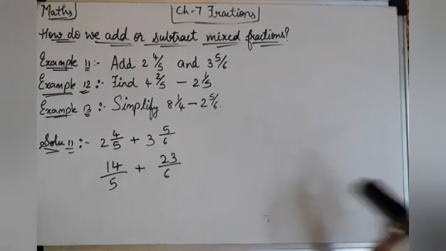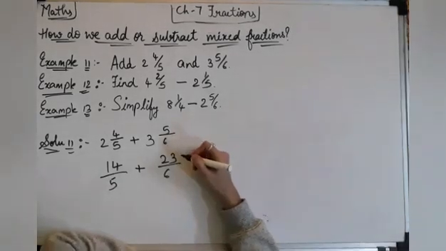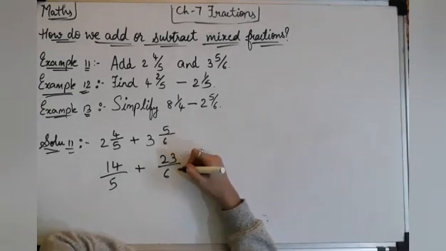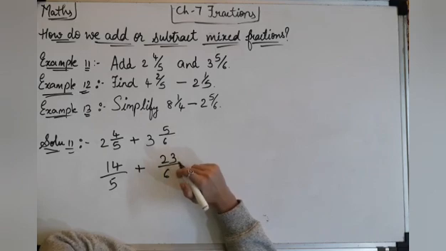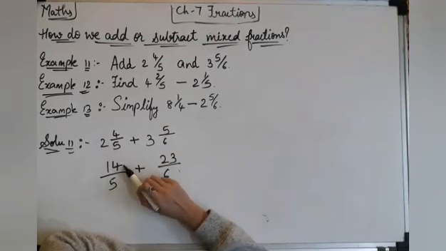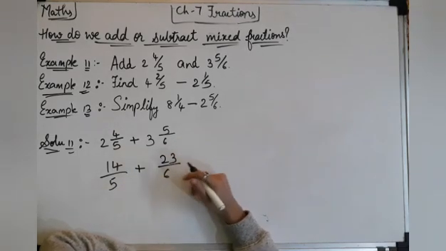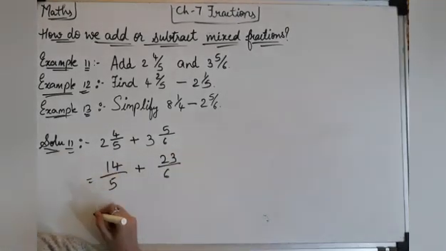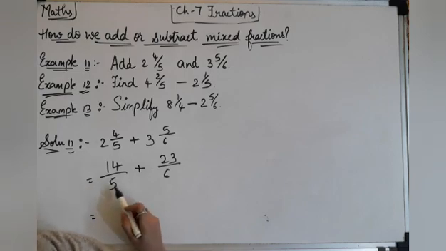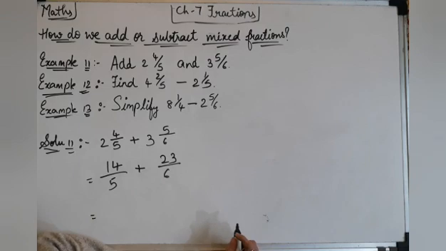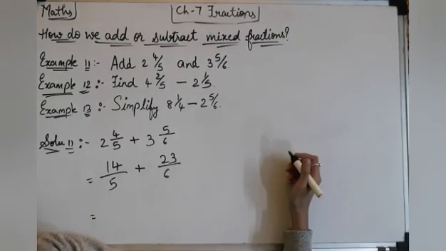Now remember, improper fraction means what? When the numerator is bigger than the denominator, right? So it is called an improper fraction. See, both are improper fractions. 14 is greater than 5 and 23 is greater than 6. Now we have to do addition. But as you can see, both are unlike fractions, right? So first what do you have to do? We have to take out the LCM, the same process we were doing in unlike fractions.